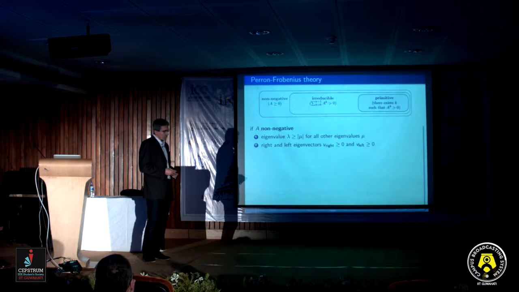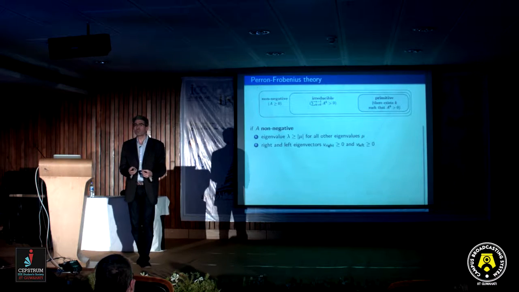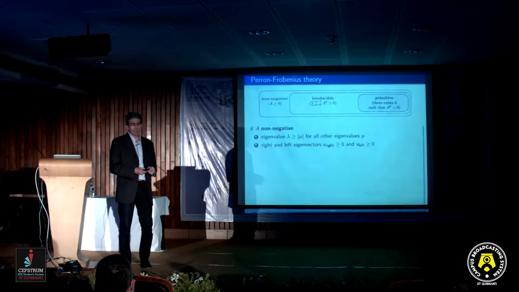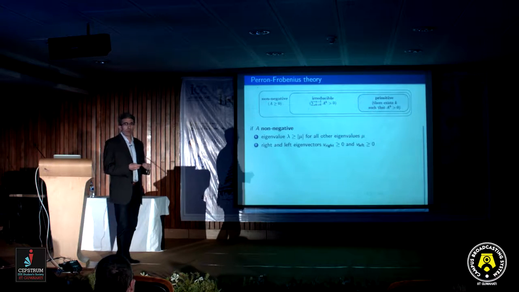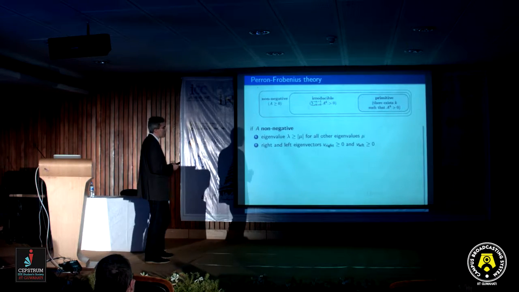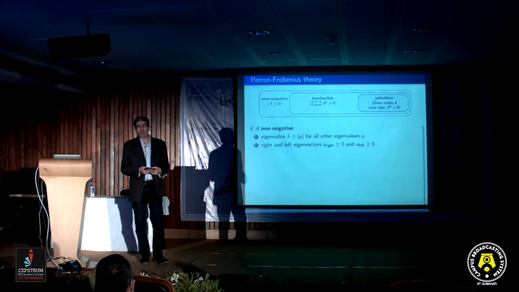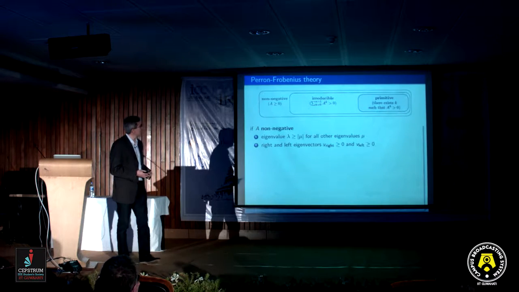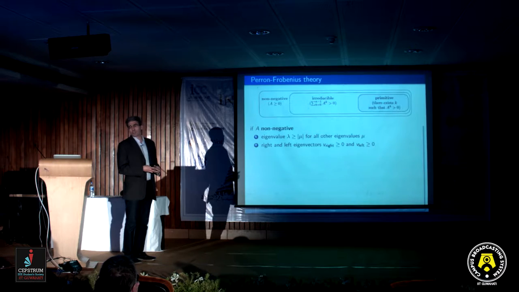Now, at the heart of this theory, there is a beautiful set of results that originated about 100 years ago with the work of Perron, followed up by the work by Frobenius. So there's really a beautiful and ultimately very powerful set of tools that originate in this theory. So here is a sketch of it. So it goes like this.